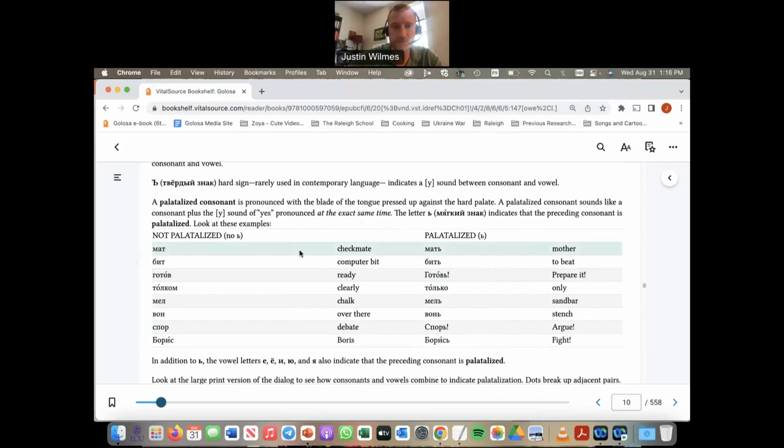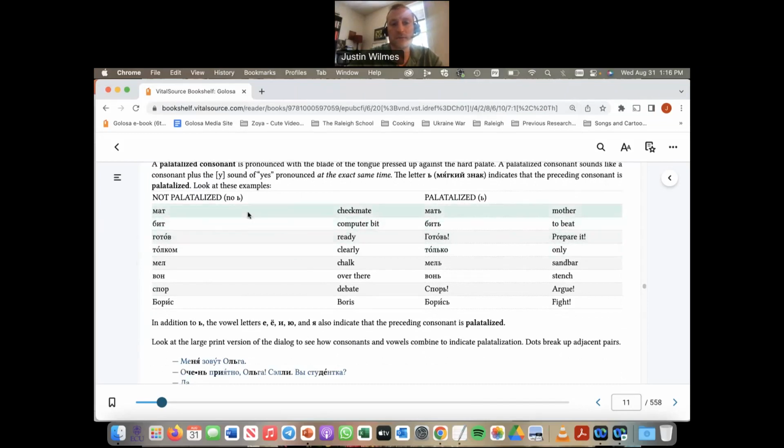Look at these examples. Мат, мать, быт, бить, готов, готовь, толком, только, мел, мель, вон, вонь, спор, спорь, and so on.